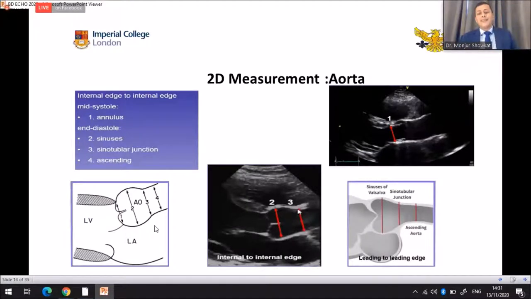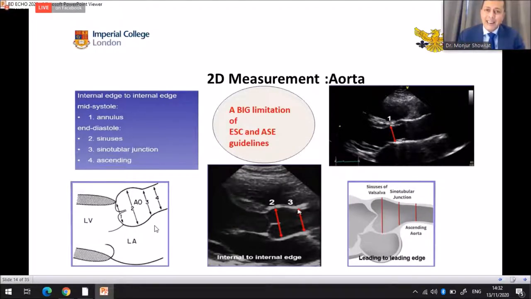If you read the European Society of Cardiology or American Society of Echocardiography guidelines, they mention measuring leading edge to leading edge. The problem with the guideline is that more and more we are comparing our echo data with other imaging modalities, for instance validating our data with CMR. If you read the guidelines, in CMR and other modalities they measure diameters inner edge to inner edge. So this is one of the biggest limitations of the European society guideline. You have to compare your data with CMR, so I would recommend you measure inner edge to inner edge.